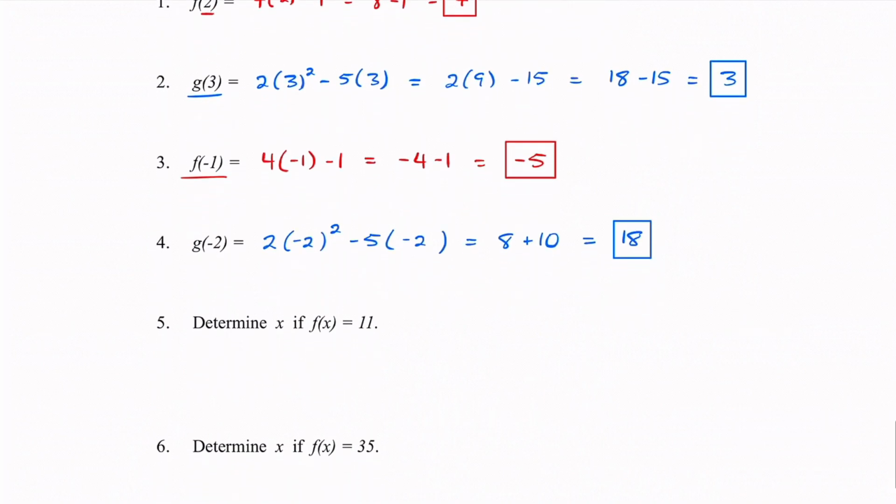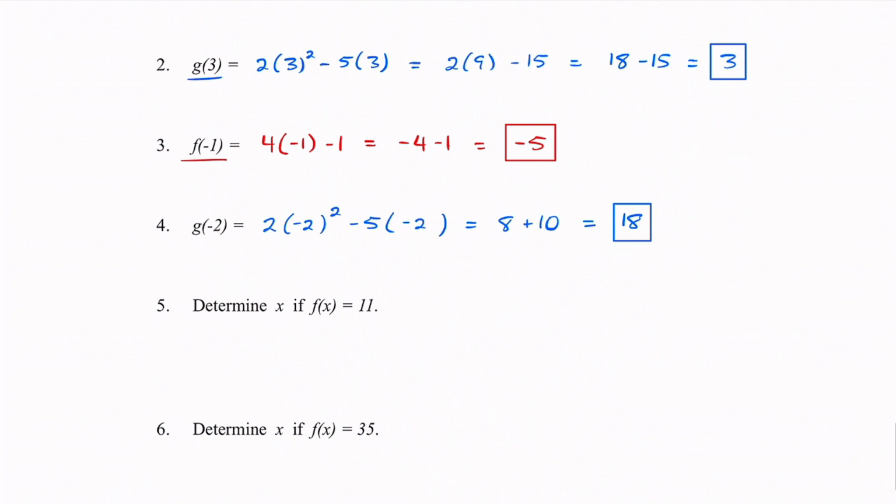The next ones here, 5 and 6, I would say are a little bit harder because these ones say determine x. Before, we were just told what x was and we plugged it all in and got out our answer. Now we're being told what this is and we are trying to find what value gives us that number. So you want to write out f of x is equal to 11.